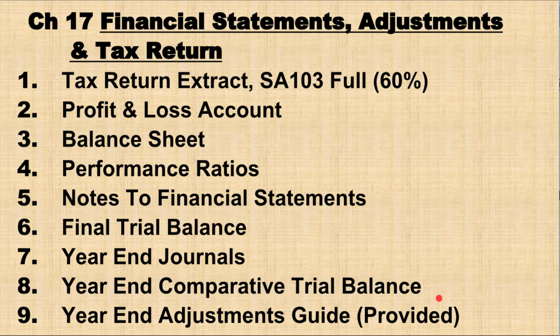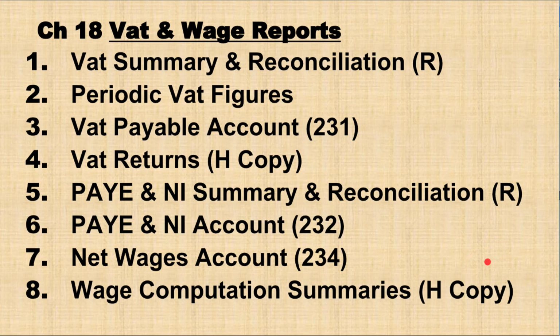Now we're looking at accounting schedules. Number 1, the tax return extract, which is SA103 full, because this software generates 60% of the figures required on the tax return. Number 2 looks at the profit and loss account, 3, the balance sheet, 4, performance ratios, 5, notes to financial statements, 6, the final trial balance, 7, year-end journals, 8, year-end comparative trial balance, and 9, year-end adjustments guide.